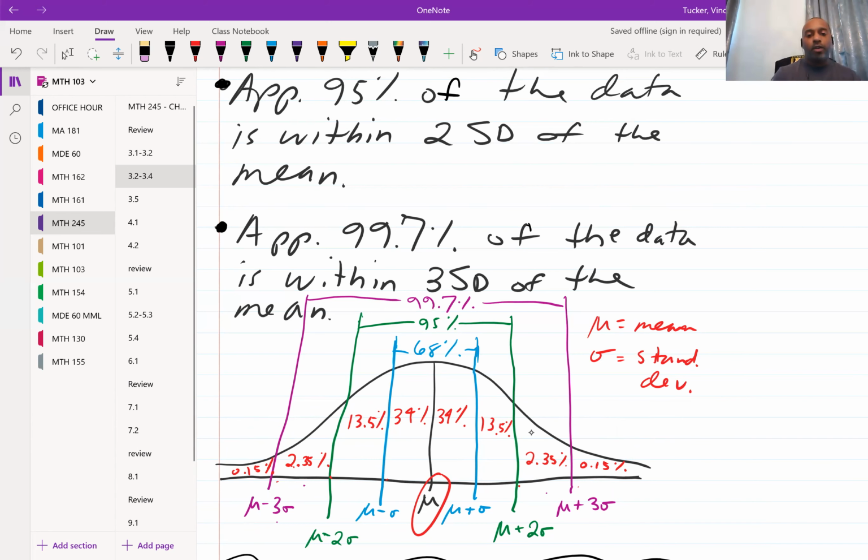All right. And going out one standard deviation gives you 68% of data. Add 13.5 to both sides, that gives you 95% of your data. That's two standard deviations out. And then going out one more standard deviation gives you 99.7% of your data.